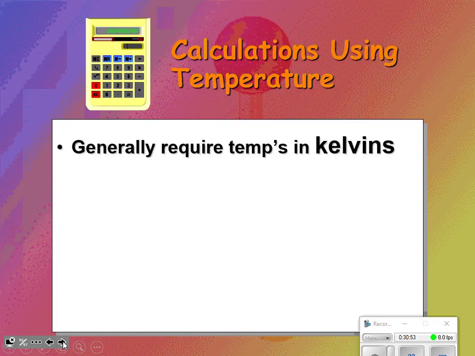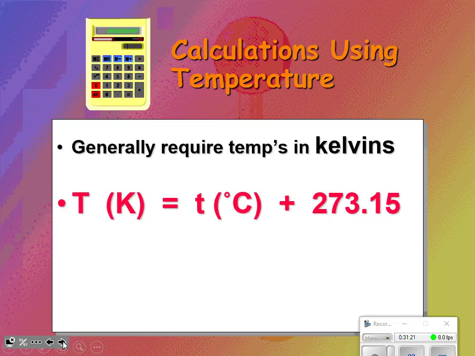Now, when we're doing calculations, we generally use the Kelvin scale. I told you why earlier in the year. Does anybody remember? What's the advantage of using the Kelvin scale? It does not have negative numbers. Excellent. The Kelvin scale does not have negative numbers, so that's why we generally use it.